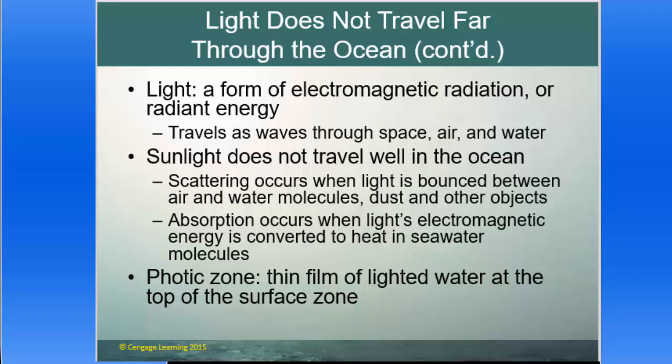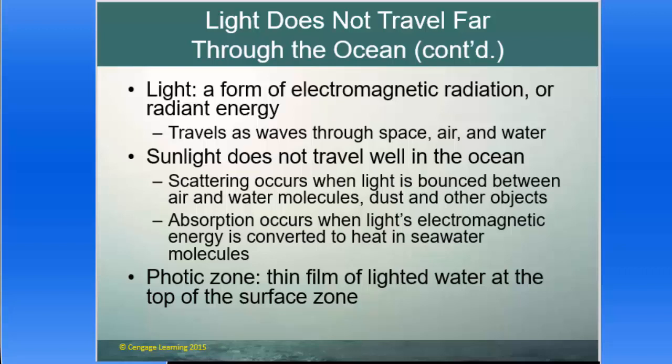Scattering occurs when light is bounced between air and water molecules, dust, and other objects. So as the sunlight travels through the atmosphere, about half of it is either scattered or reflected away before it strikes the surface. And then absorption occurs when the light's electromagnetic energy is converted into heat in seawater molecules. So when that light strikes the surface of the ocean and heats it up, there's some absorption of that electromagnetic radiation.